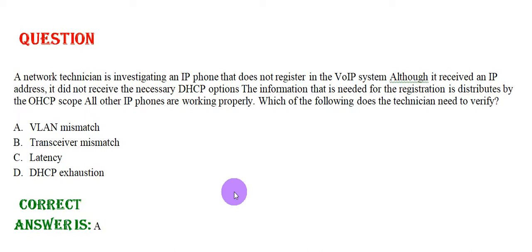A network technician is investigating an IP phone that does not register to the VoIP system, although it received an IP address. It does not receive the necessary DHCP options. The information that is needed for the registration is distributed by the DHCP scope. All other IP phones are working properly. Which of the following does the technician need to verify? Option A, VLAN mismatch. Option B, transceiver mismatch. Option C, latency. And option D, DHCP exhaustion. The correct answer is option A.